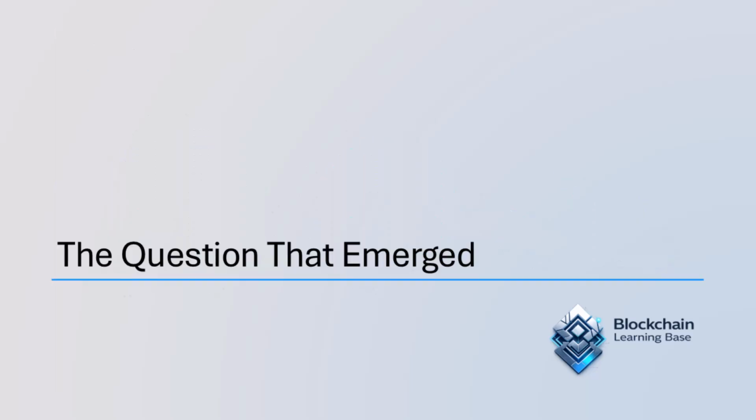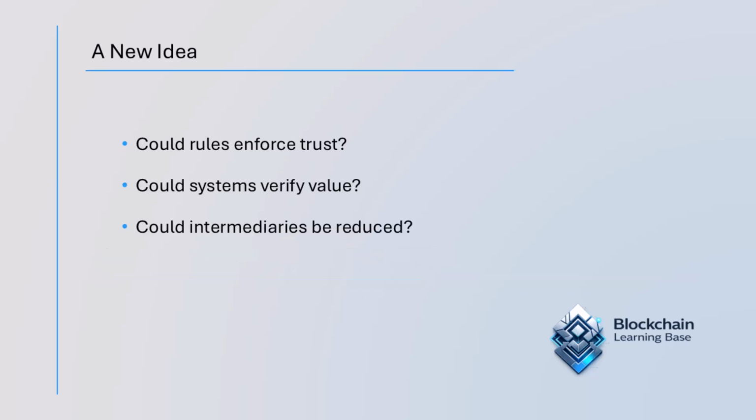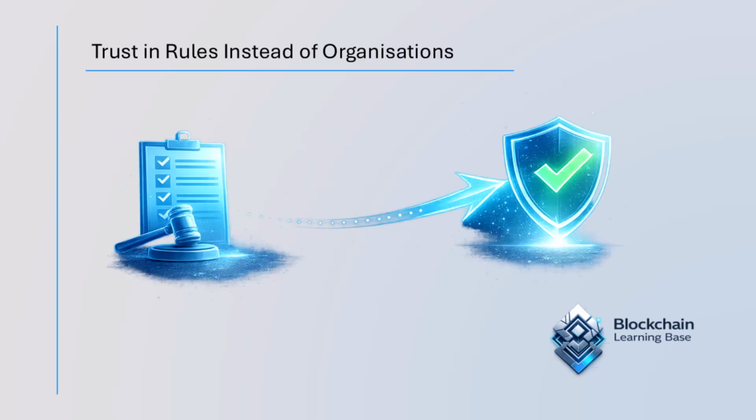The question that emerged: at some point, people began asking, what if we didn't have to rely solely on institutional trust? What if rules could be enforced by systems instead of organisations? What if value could move without requiring permission from intermediaries? Not to replace the existing system, not to attack governments, not to remove banks, but to offer an alternative design. Every monetary system places trust somewhere. Gold placed trust in nature, fiat places trust in institutions. So the question became, could trust be placed in transparent rules instead?